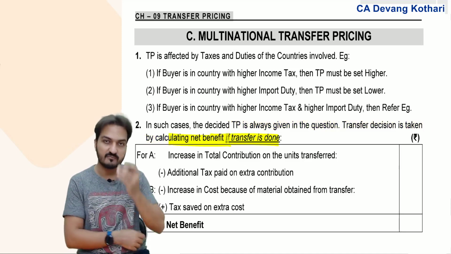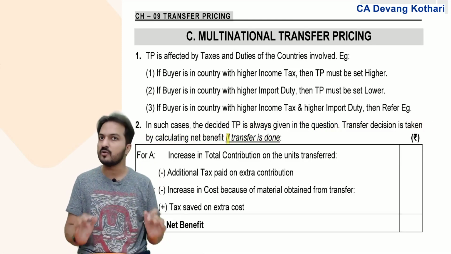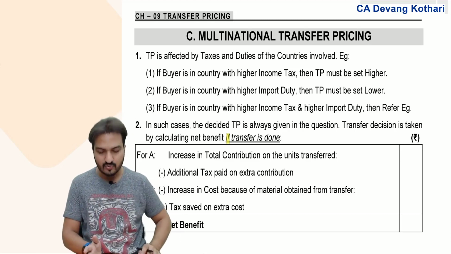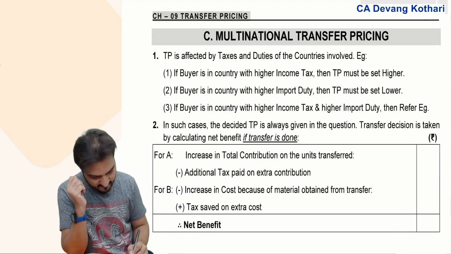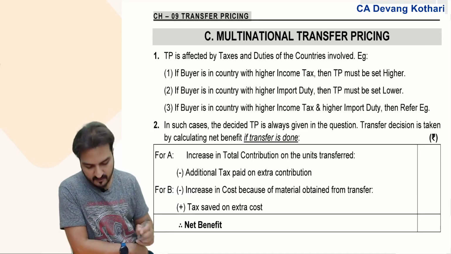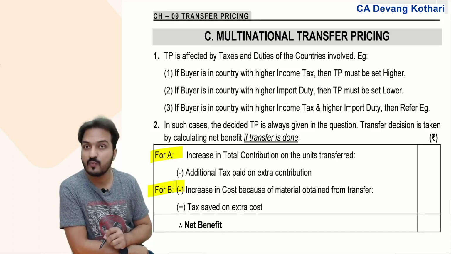Transfer decision is taken by calculating the net benefit. What is the net benefit to the company as a whole if transfer is done? Well, to calculate that net benefit, this is what you do. To calculate the net benefit, you compare for division A what is the benefit, for division B what happens, and what is the overall net benefit to the company.